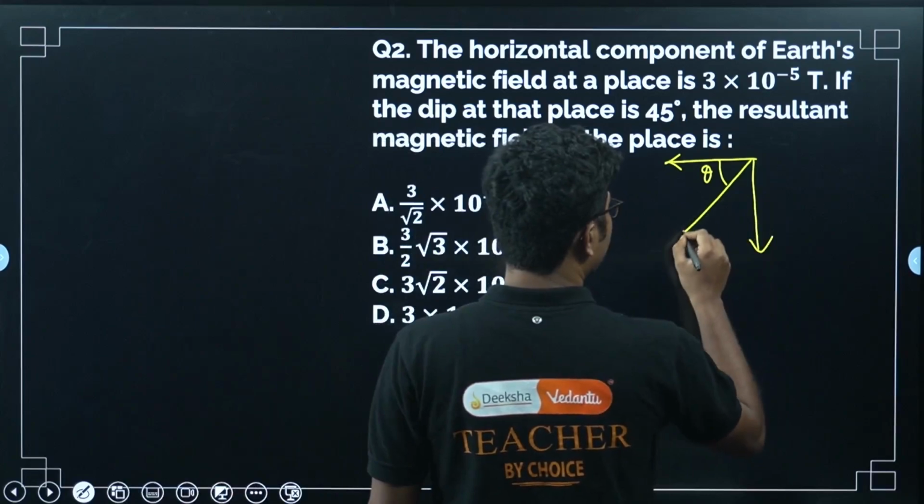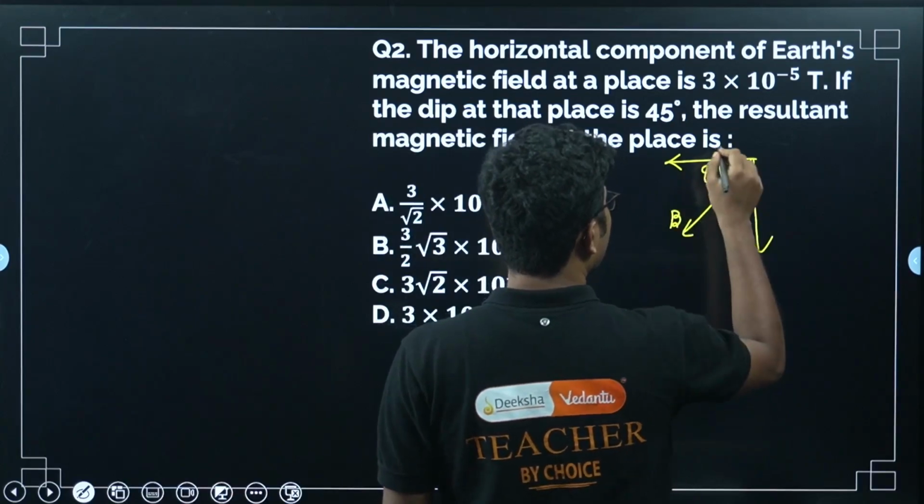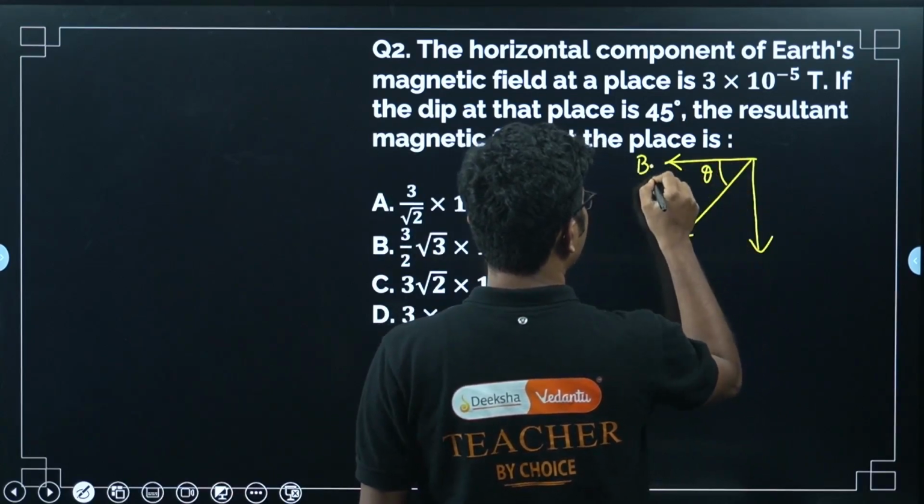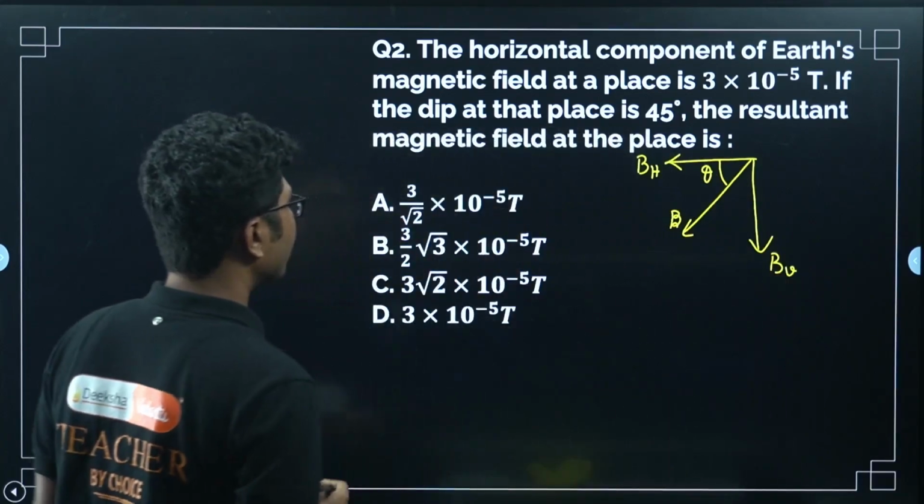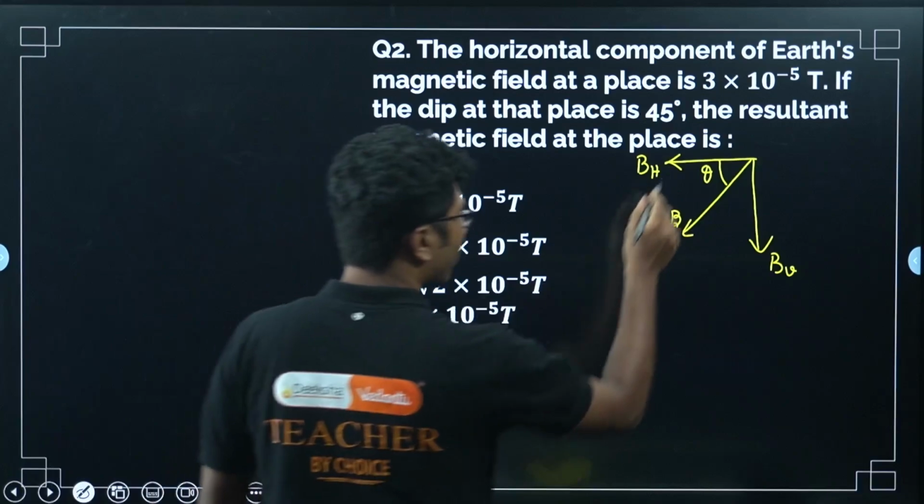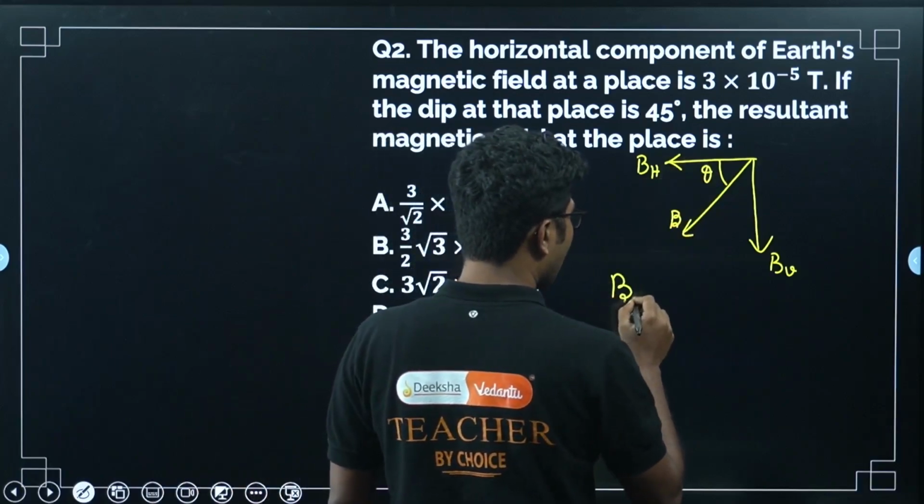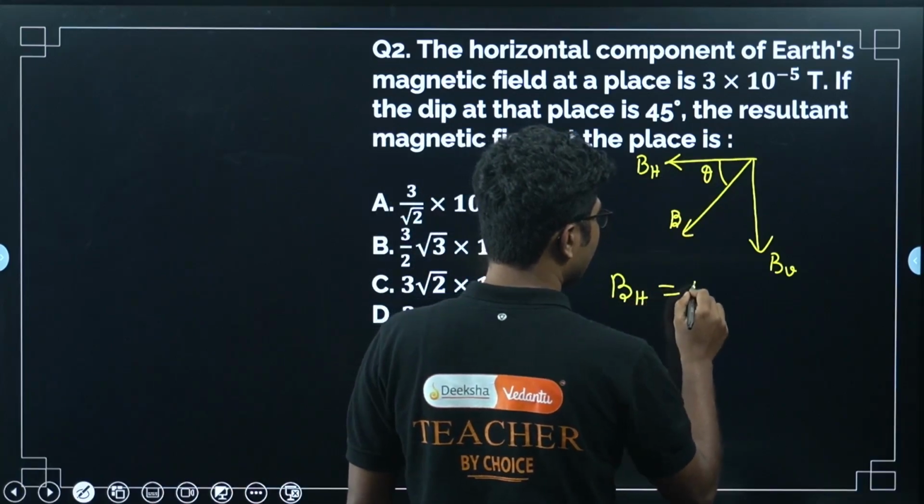So if this is B, this is the horizontal component and this is the vertical component. From this vector diagram we can write that the horizontal component is basically B cos theta.